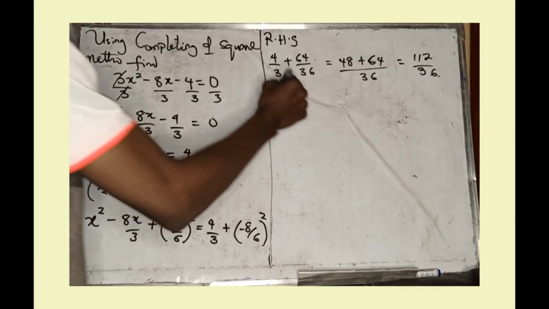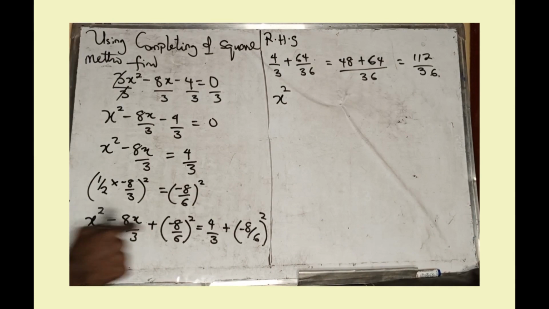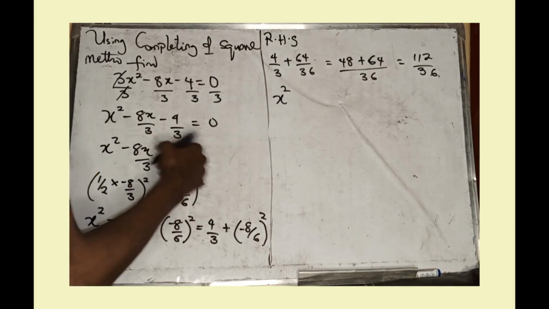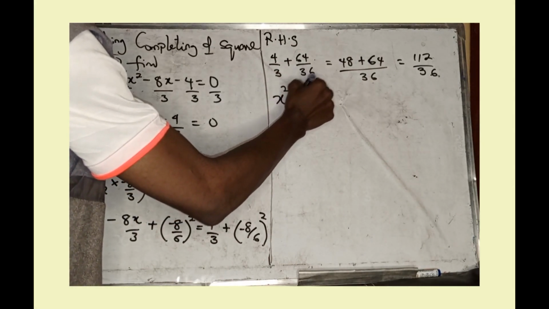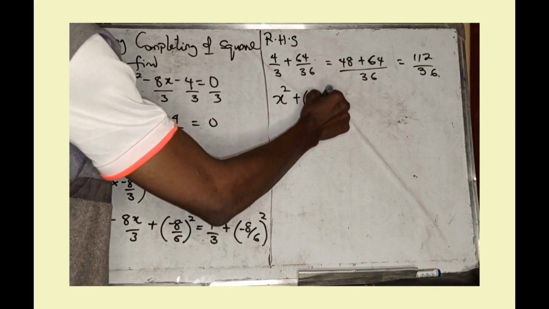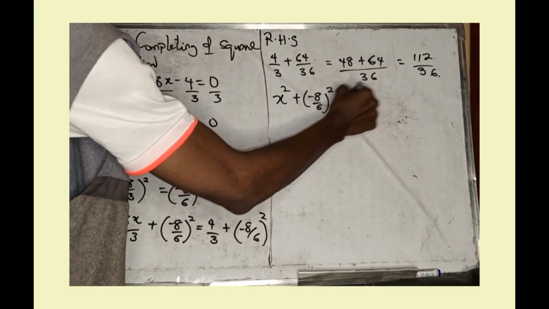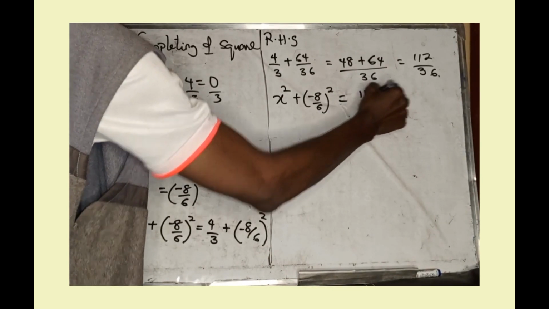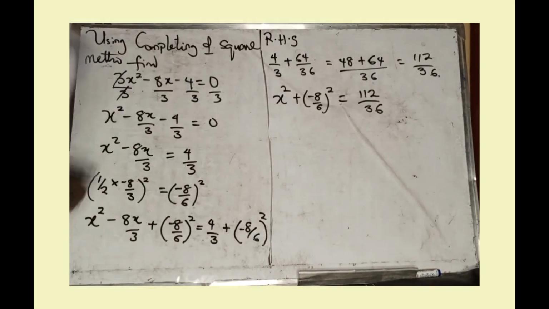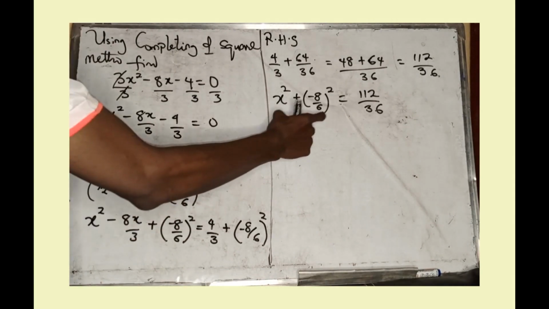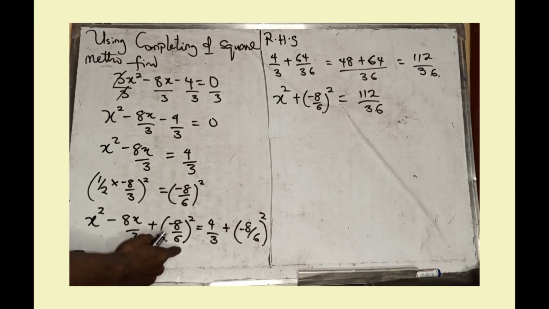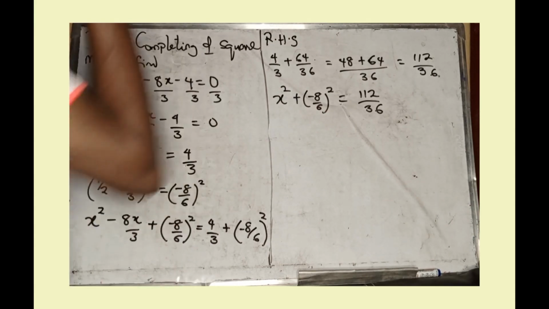So next, I now have x squared. Now I'm picking up just these ones that have squares, because it's still the same thing. x squared here, and I have x squared plus in brackets minus 8 over 6 all squared equals, now here becomes 112 over 36. Now, why did I omit this one? Let me explain something. If I expand this, definitely I will still come back to this. They're both the same.